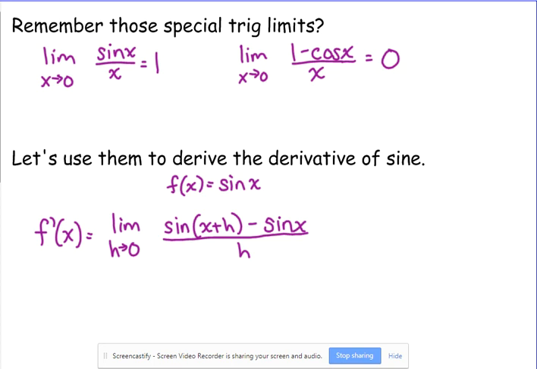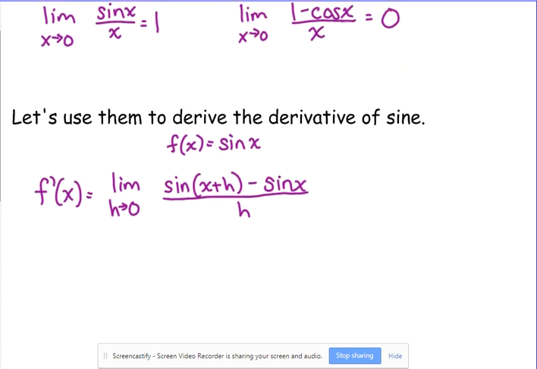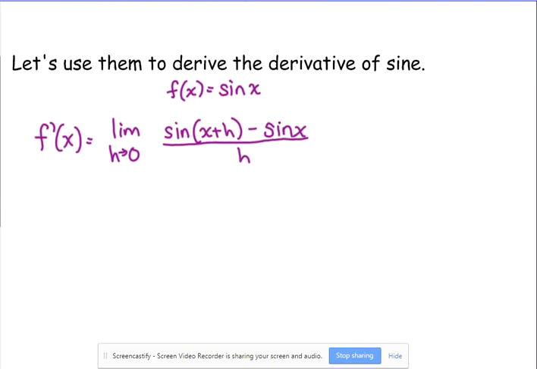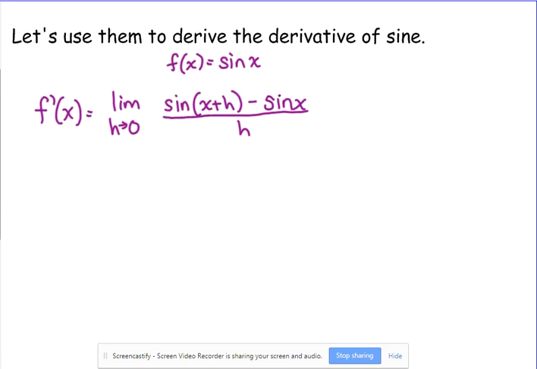Now, if we plugged in 0 for h right here, we would get sine of x minus sine of x, which is 0 over 0. So we can't do that. We've got to manipulate this somehow.